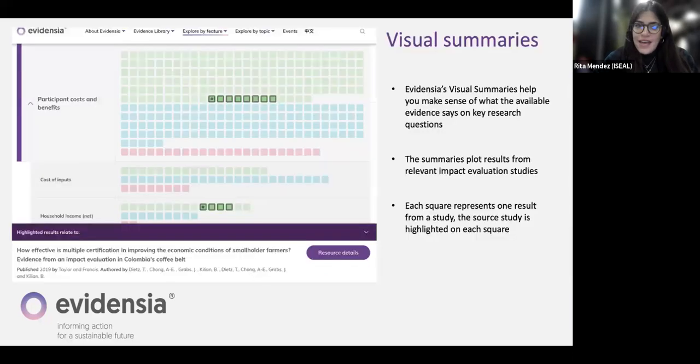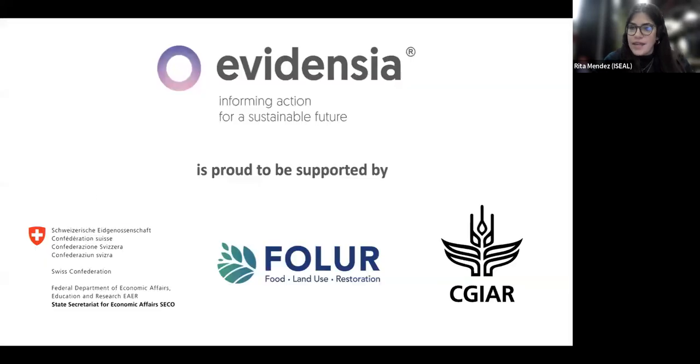Okay, and finally, as I was saying, Evidensia also has interactive features to visualize evidence, and the visual summaries are a great way to visualize the results of very robust reports. As you can see on the screen, each little box is showing the result from one study, and you will get very detailed information on what the research is actually saying with regards to specific impacts. I think that was my last slide. Well, just the end on Evidensia and our supporters.